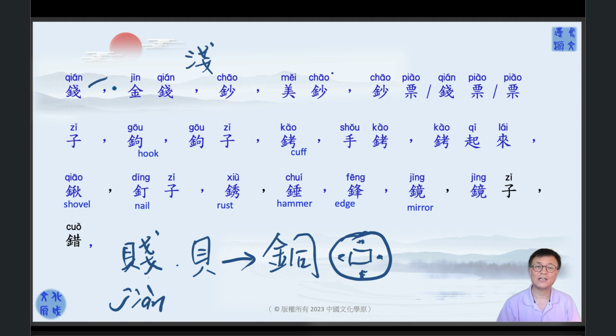But together, jīnqián means money, means wealth. And later on we have the currency, pronounced as chāo, just like shā, that's sand. The pronunciation comes from shā or shǎo. That's another 形声字, 钞. 钞票, currency.